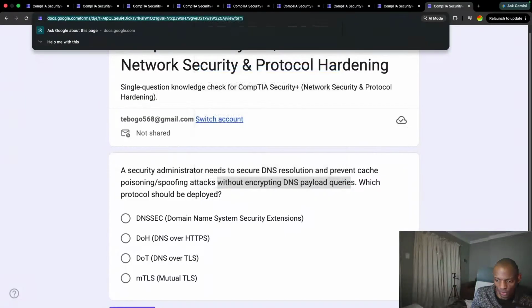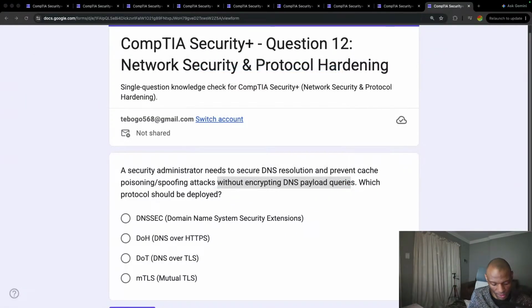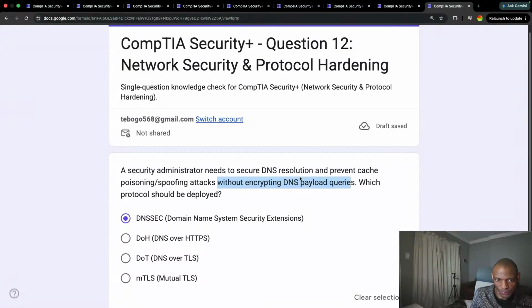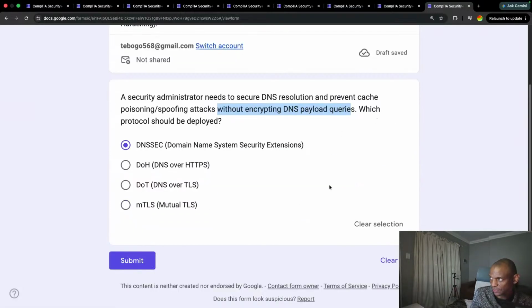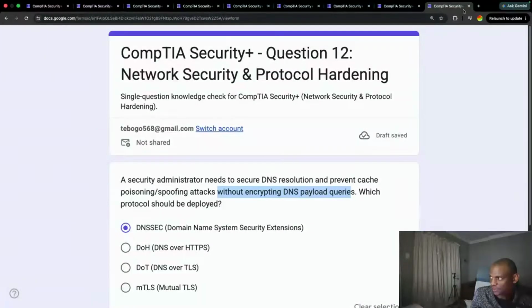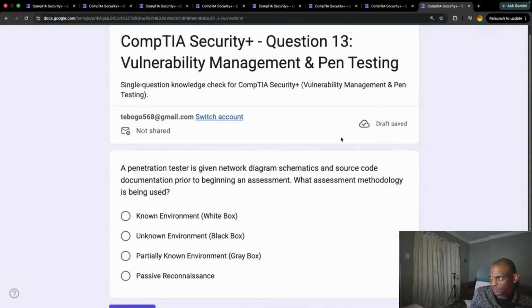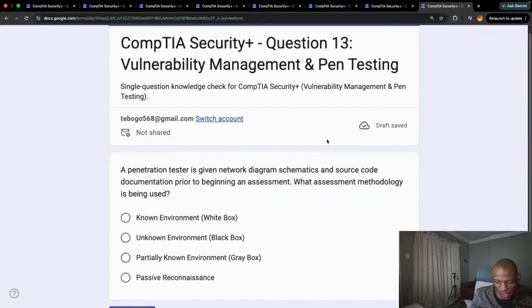before I choose the correct option, I'm going to share the link. Try and answer the question on your side. Let's see if you know the right answer. Correct option is this one, right? DNSSEC. Okay, let's try and go to the next question. Next question is question 13.